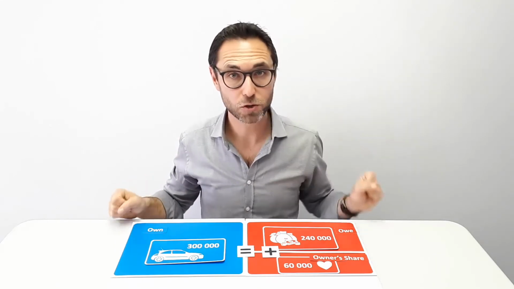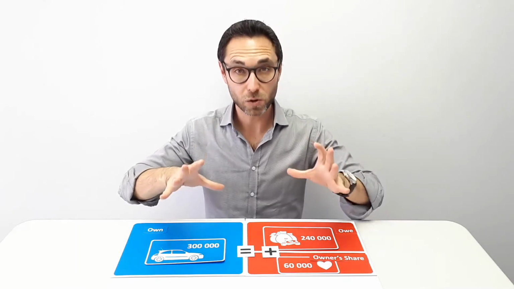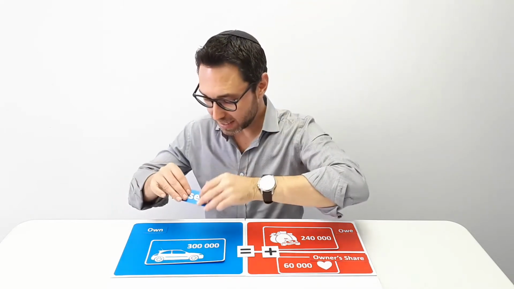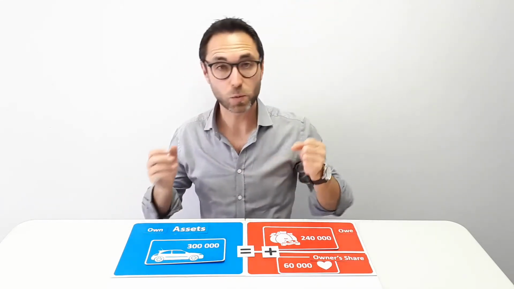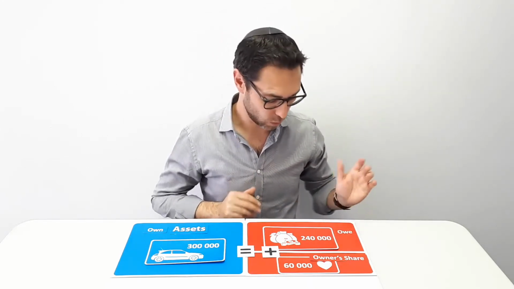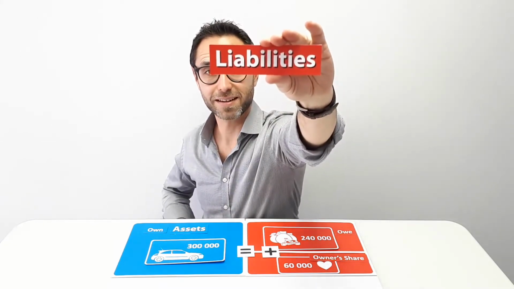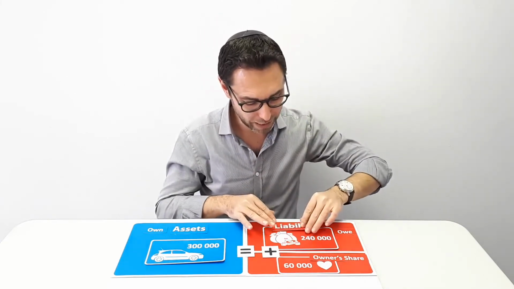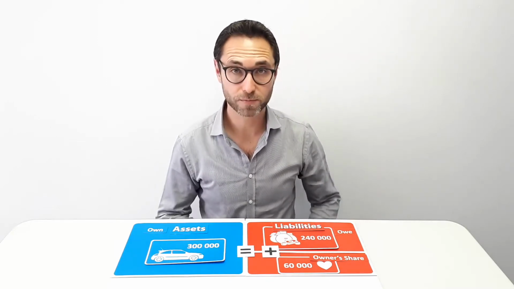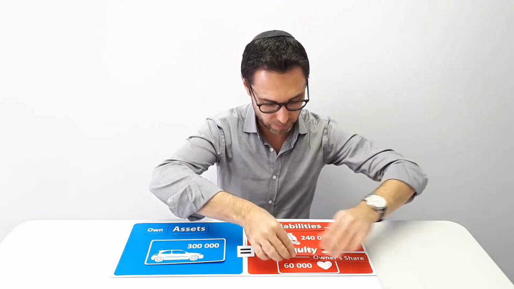Now I'm going to introduce some accounting words. What is the accounting word for things that we own? You may have heard this word, assets. Assets is the accounting word for things that we own, for things that are in our control. What is the accounting word for things we owe? I'm sure you've heard this word too. Liabilities. Liabilities implies things that we owe. And the accounting word for owner's share is the word equity. And that's going to live over here.